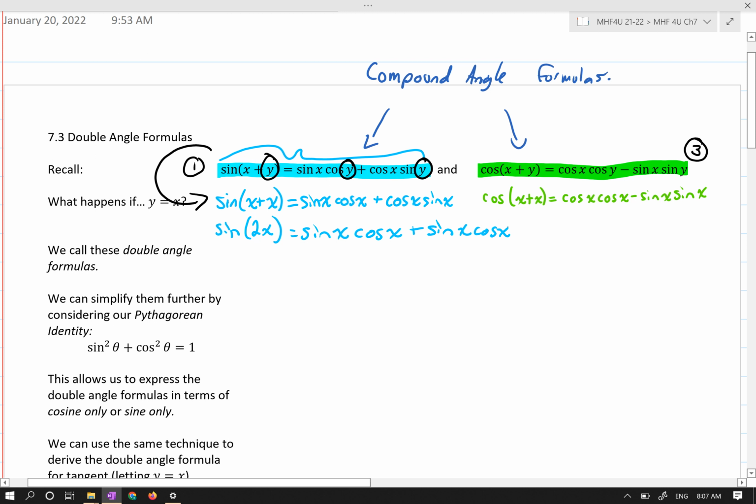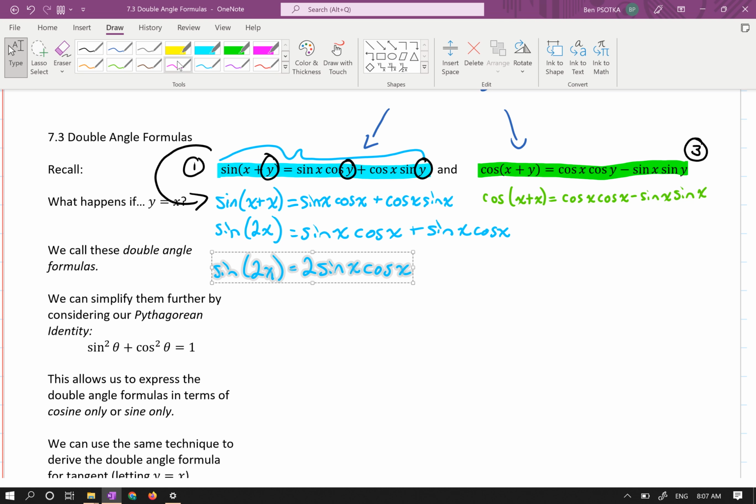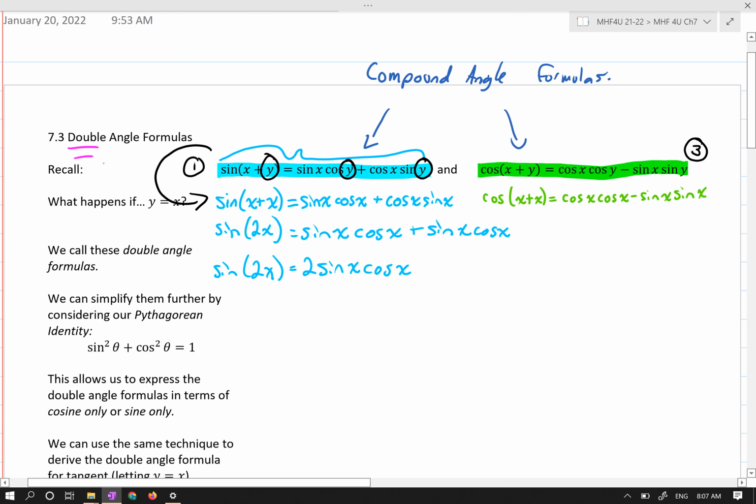Well, hang on, that's the same term there twice, so I could rewrite that as 2 times the sine of x cosine of x. And this right here, sine of 2x is equal to 2 times the sine of x times the cosine of x. This equation right here is one of our new, what we call double angle formulas. So we'll call this, I'm going to use a new color here, this will be equation 1 on this note here.